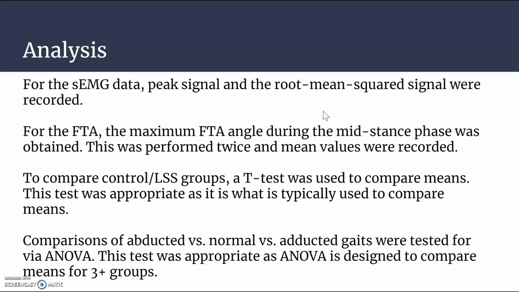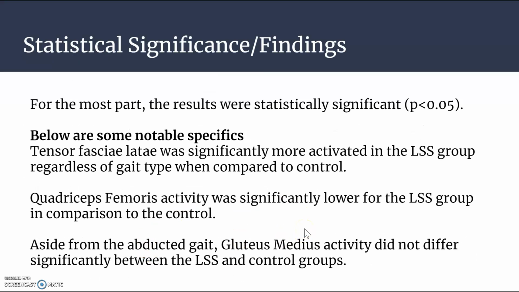For the femorotibial angle, the maximum during the mid-stance phase, which is one of the major parts of the gait cycle, was obtained. To compare the control and LSS groups, a 2-sample t-test was performed, and it was appropriate, as that is what should be used to compare two groups of averages. For comparing the 3 gaits within groups, so within the control group and within the LSS group, ANOVA was used, which is what is expected as we are trying to establish significance between 3 different groups of means. For the most part, the results were statistically significant, and a p-value of 0.05 was used.